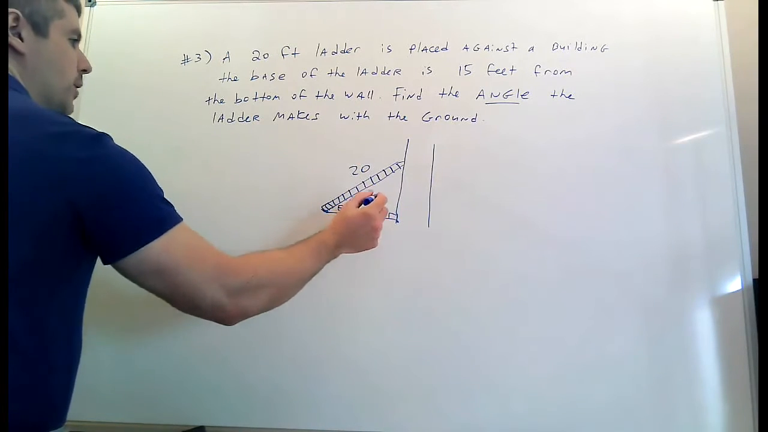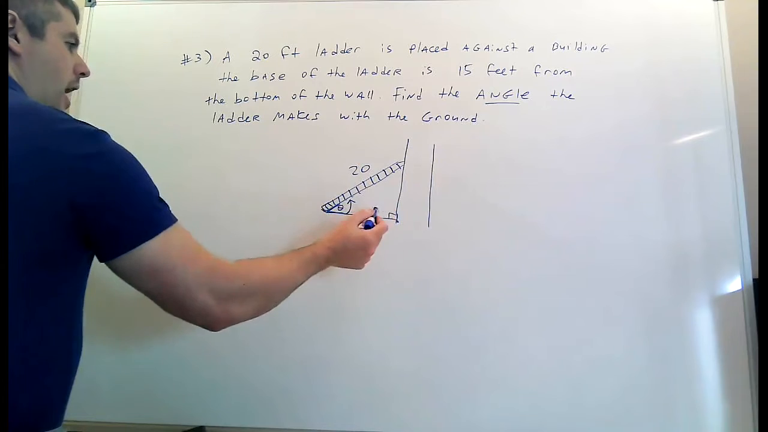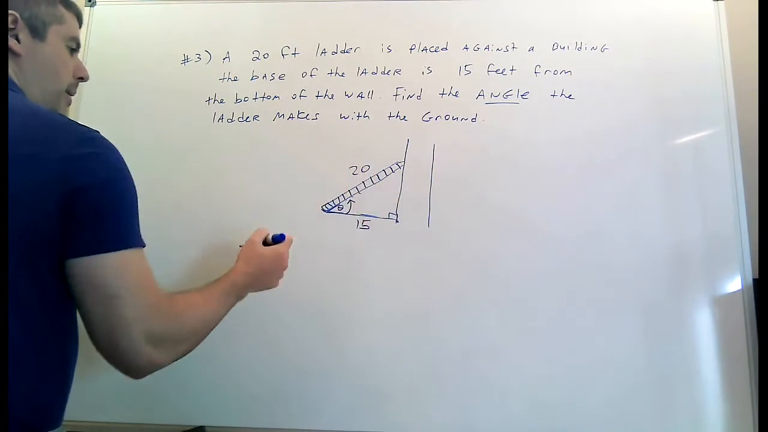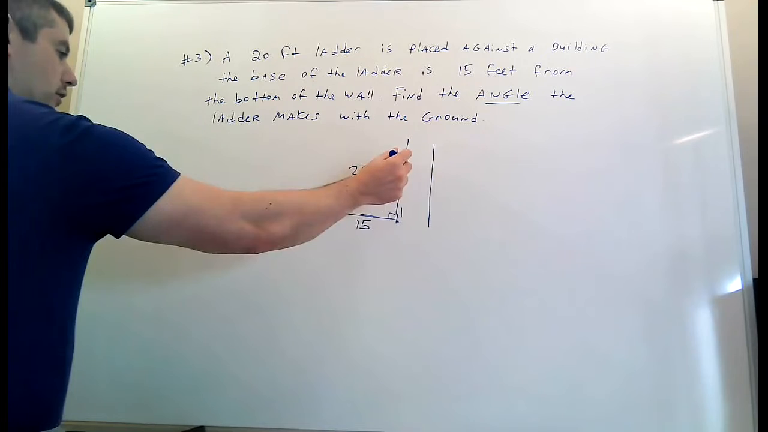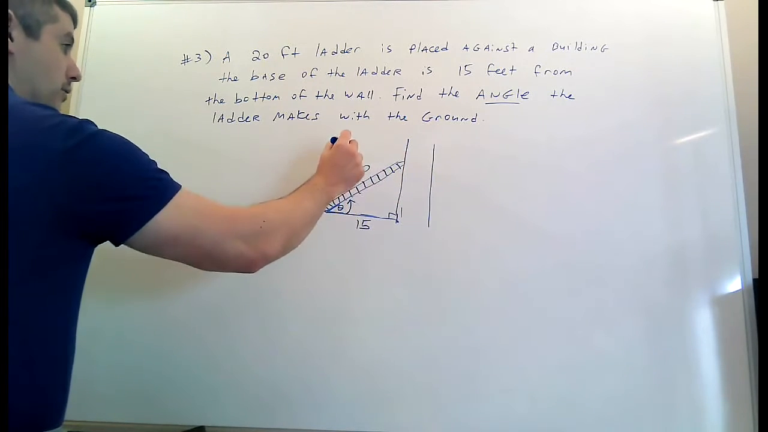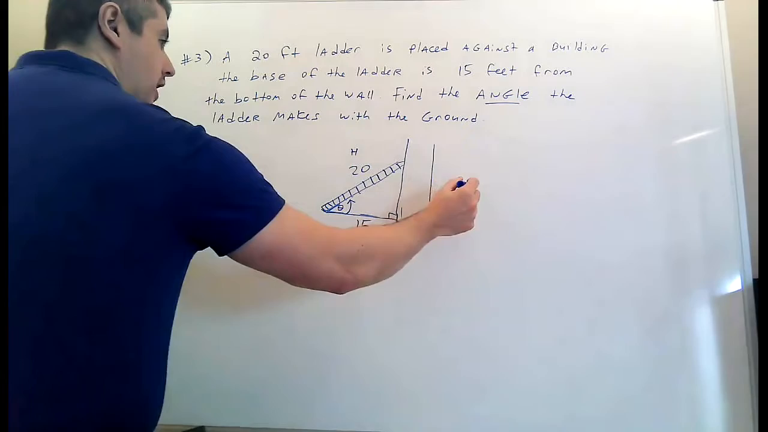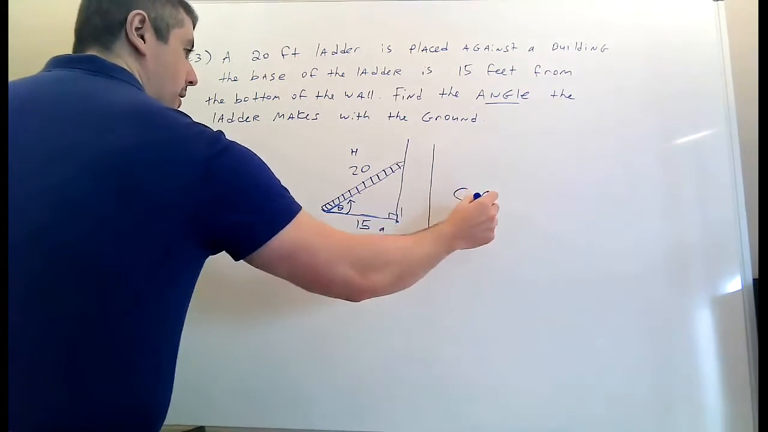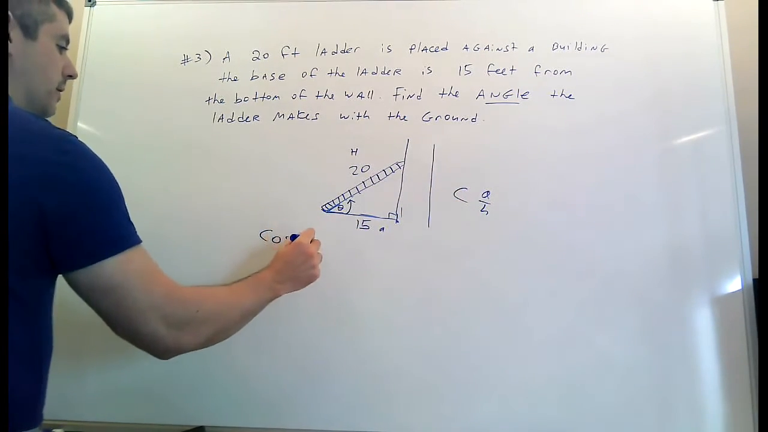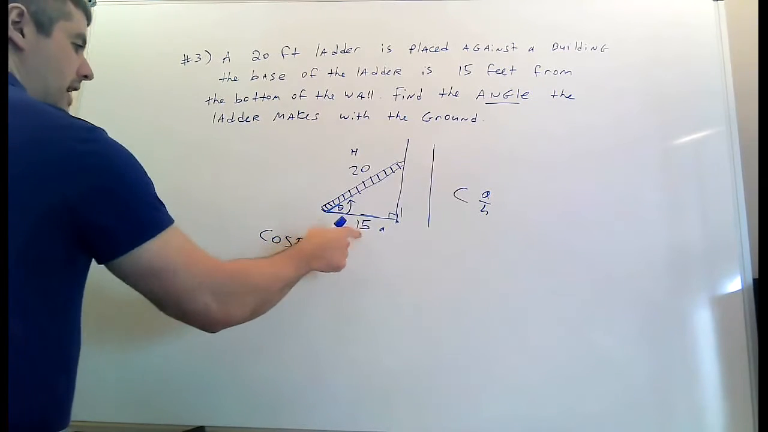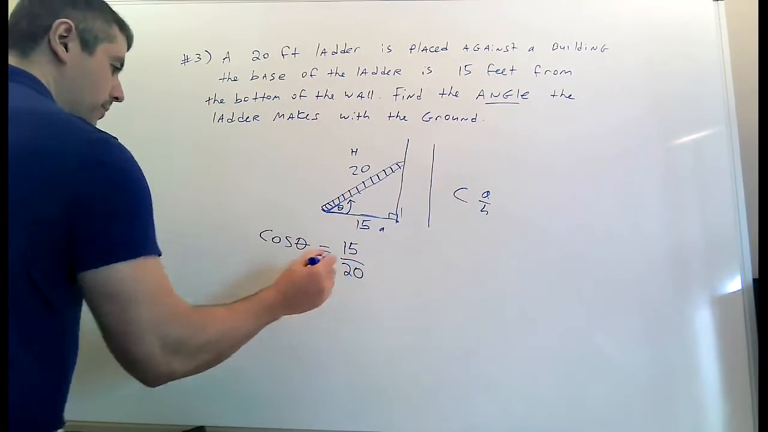Now we have to look at the sides we have. Our angle is down here at the bottom, right? I have adjacent, opposite, and hypotenuse, but I don't know anything about the opposite. I don't know how high up the wall the ladder goes. I only know the hypotenuse and the adjacent side. That's our good friend cosine. So the angle I'm looking for, cosine of that angle, is the adjacent side, which is 15, over the hypotenuse, which is 20.